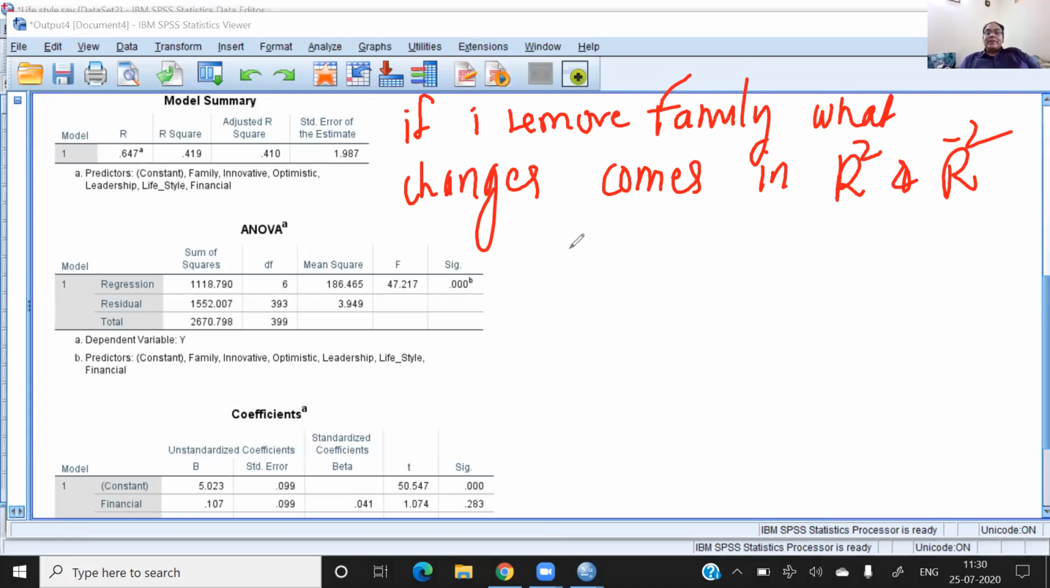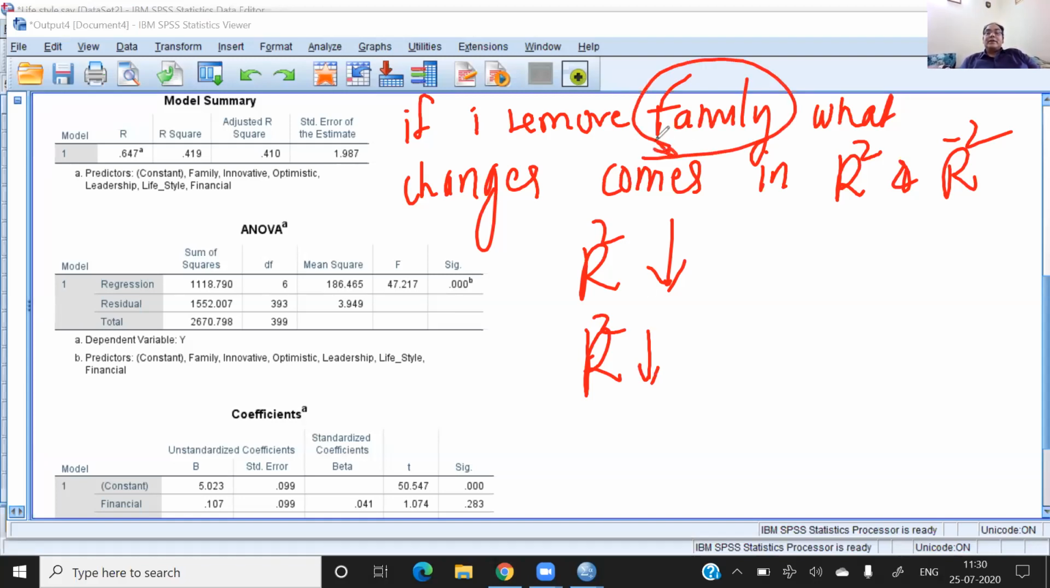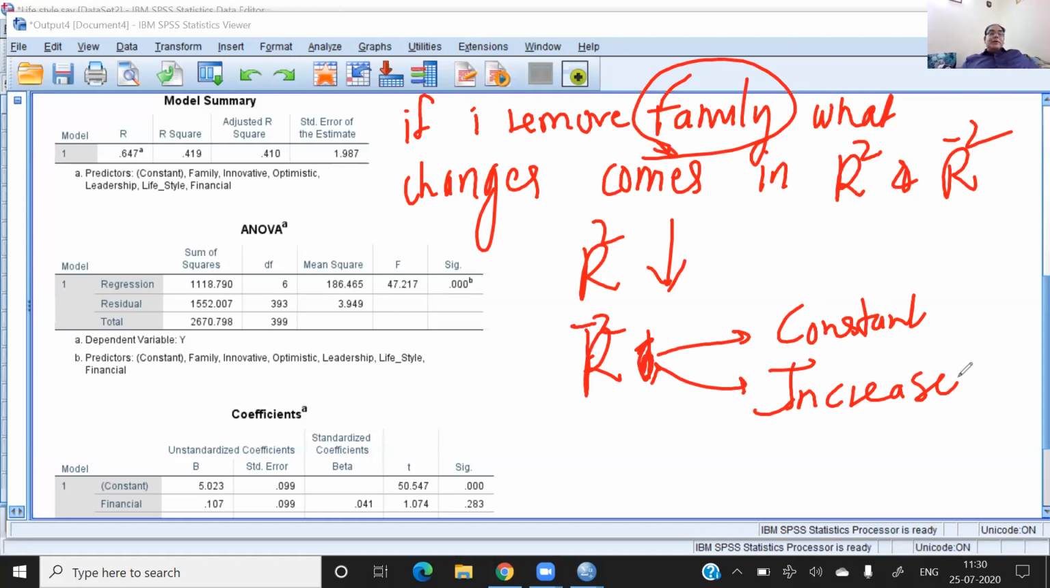In R square, I am very confident that R square will decrease. R square will decrease, but adjusted R square, if family is not a significant variable, this adjusted R square may either stay constant or it may increase. Basically, if you remove some unwanted variables, the model fitness should improve. This is the logic, right? So let me show you the result.